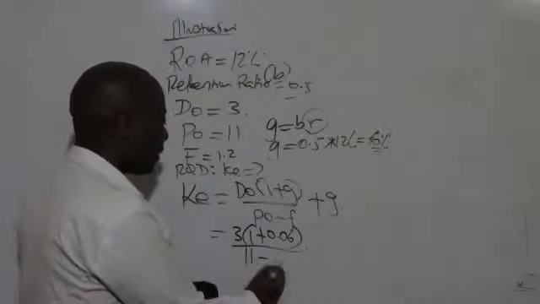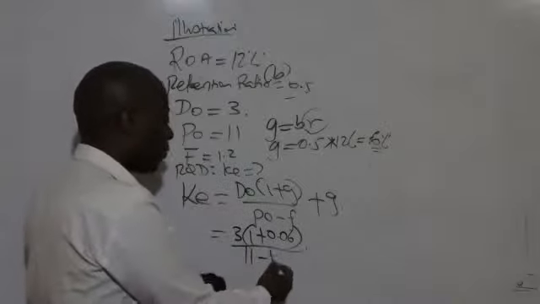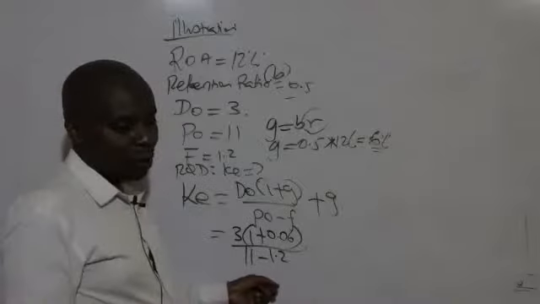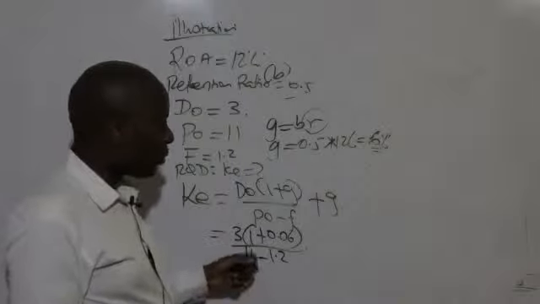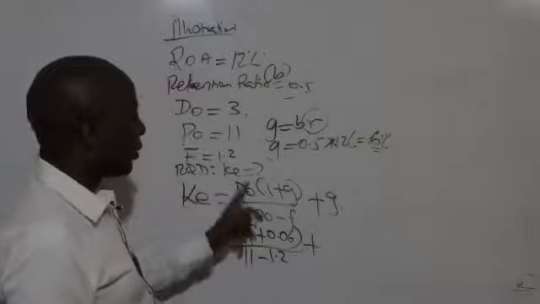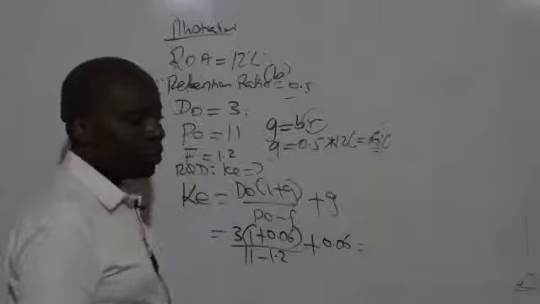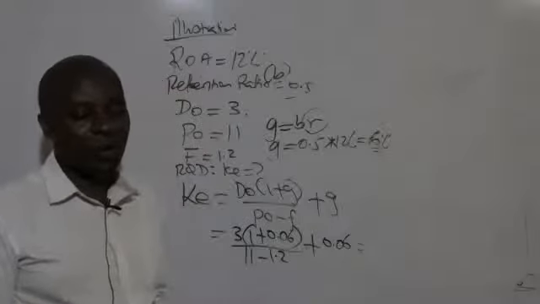But now remember, this time around, we are not very fortunate. For us to be able to sell our shares, we must float them at a cost of 1.2 per share, plus, ladies and gentlemen, the growth rate again. This growth rate is 0.06.